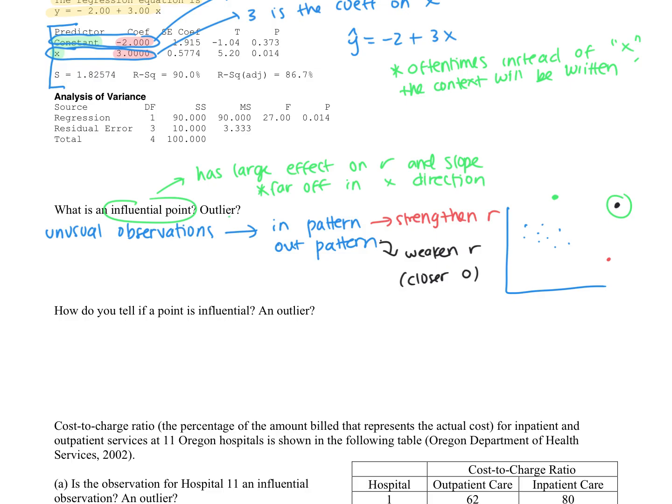The green point is what we call an outlier. An outlier has a large residual. Yeah, it's weakening r, but not by that much. By large residual, what we mean is far off in the y direction.